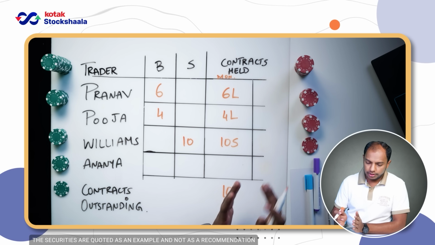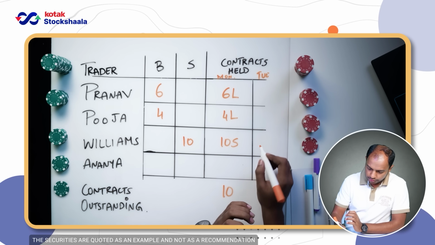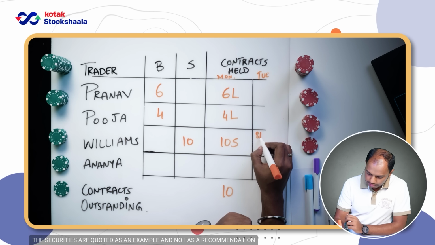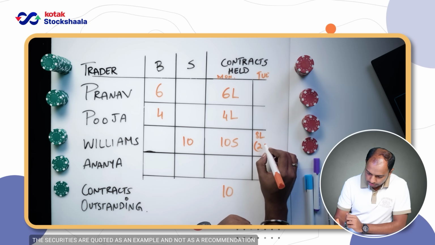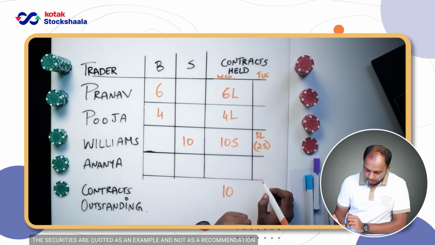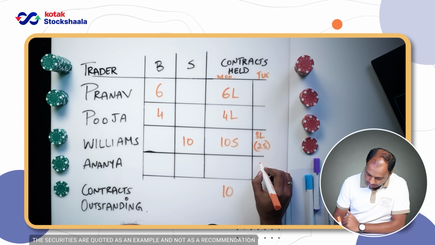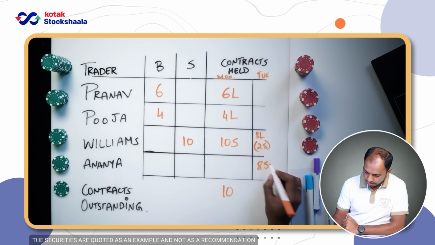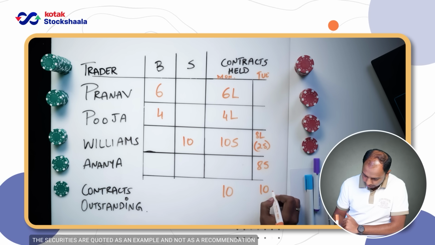Now let's say on Tuesday, Williams decides to close 8 of his positions. So he goes long by 8 positions. So net he has how many positions? He has 2 short positions. And at the same time, Ananya decides to go short on 8 positions. So net position she has is 8 short positions. So ultimately, again, the open interest remains at 10.